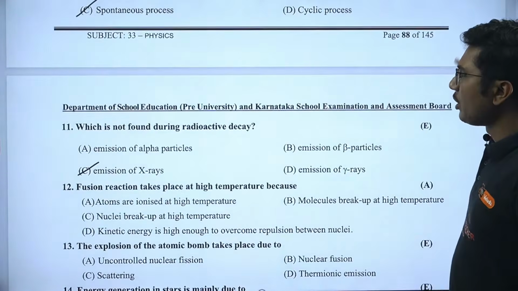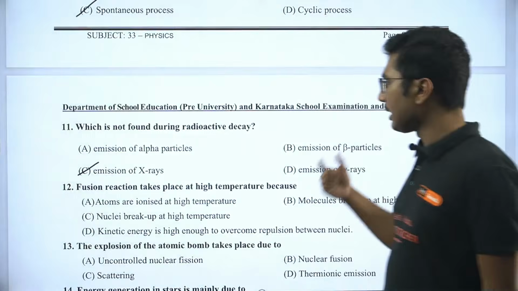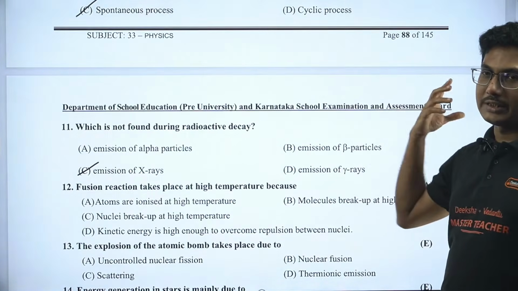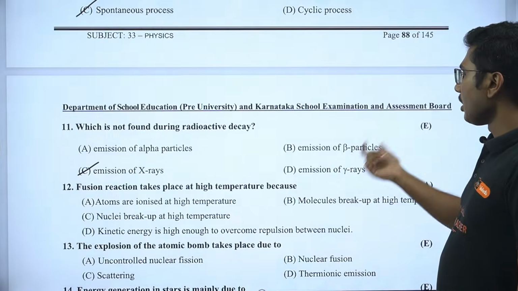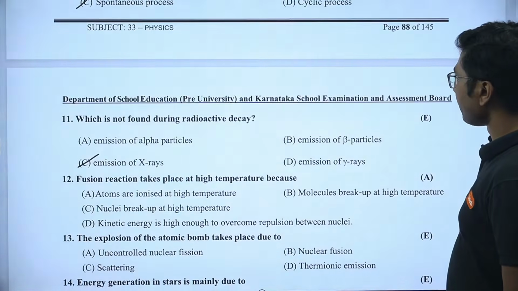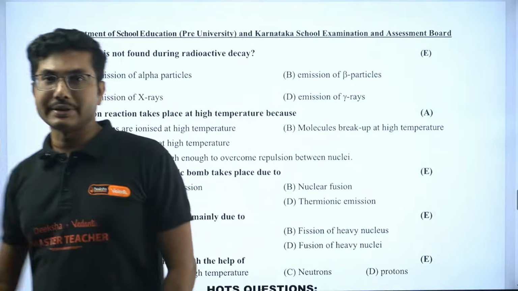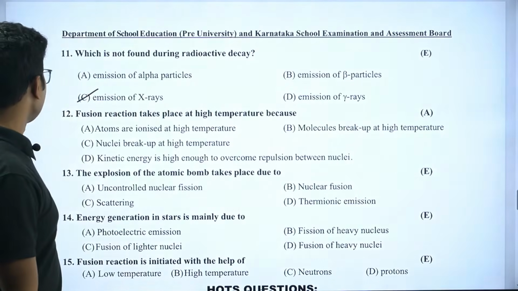What about 11? Which is not found during radioactive decay? Alpha particle can be found. Beta emission is basically the emission of electrons. Emission of gamma rays is also there, but X-rays are not found. So during radioactive decay, X-rays are not observed.